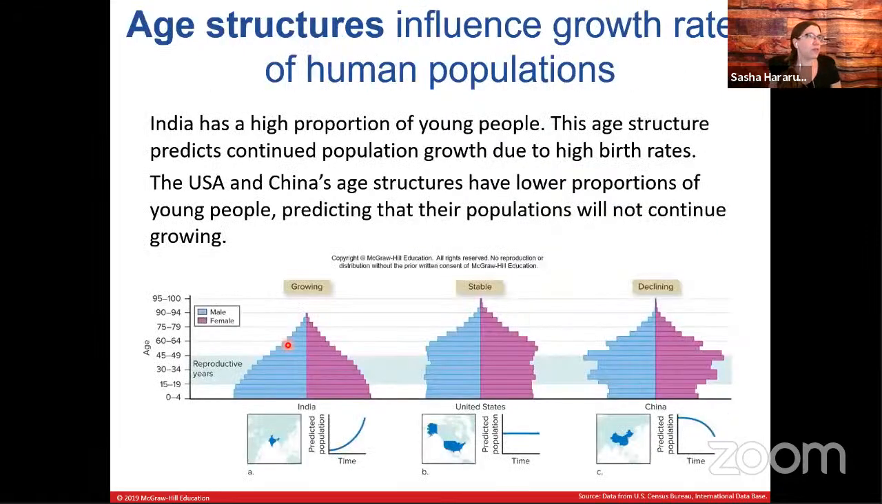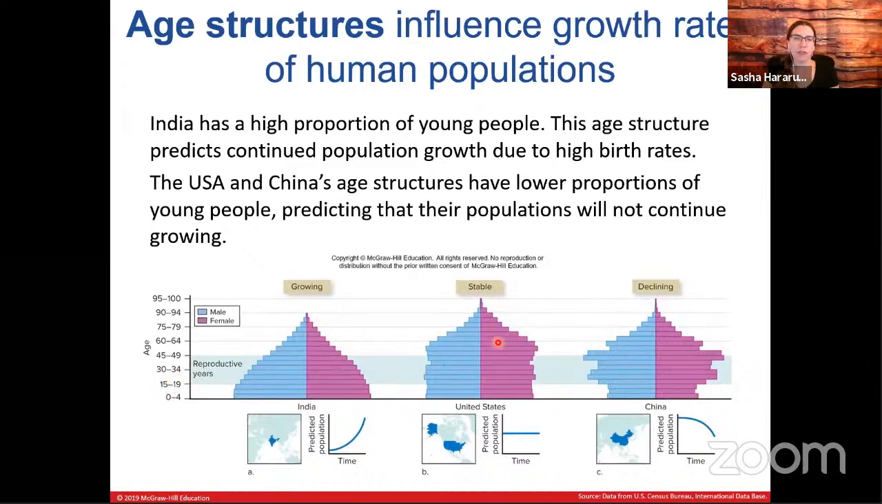So age structures. Let's take a look at those for a bit. This graph shows the age structures of three populations: the population of India, the United States, and China. The y-axis represents the age classes of the individuals, so individuals aged 0 to 4 years, 15 to 19 years, and so on.